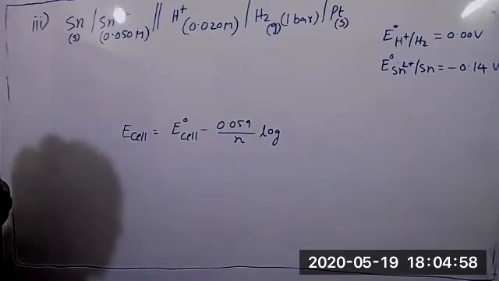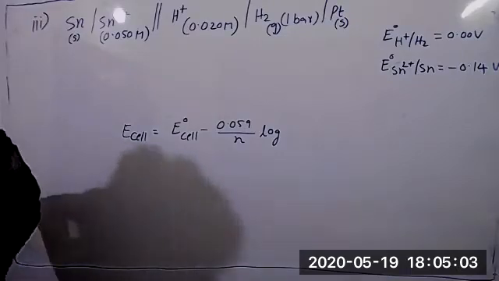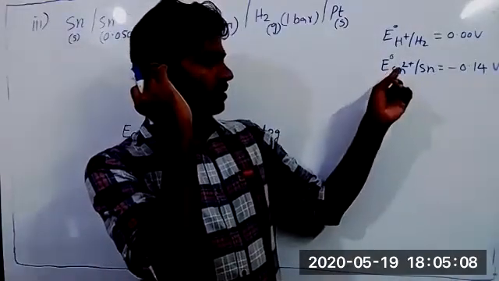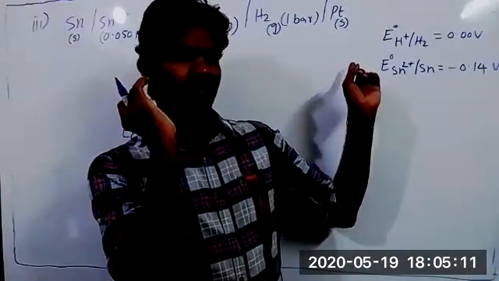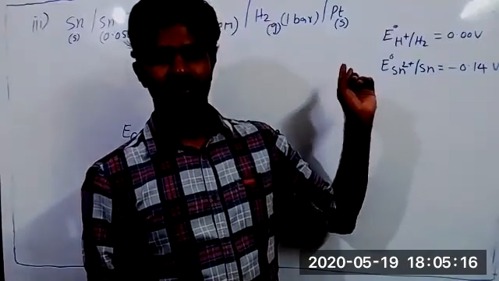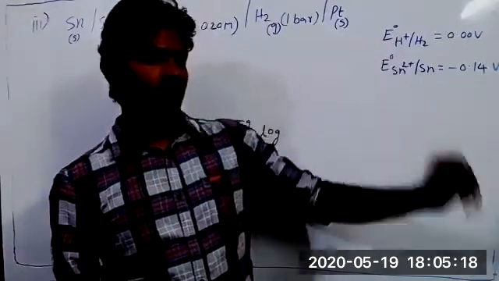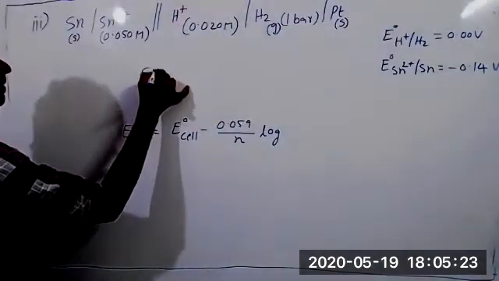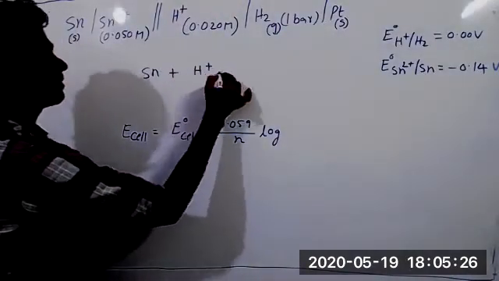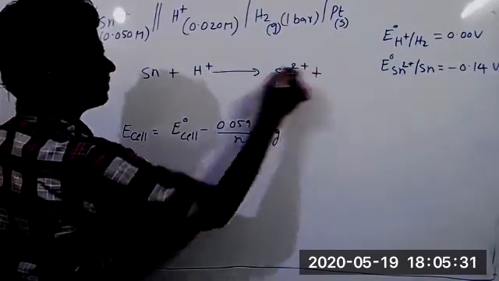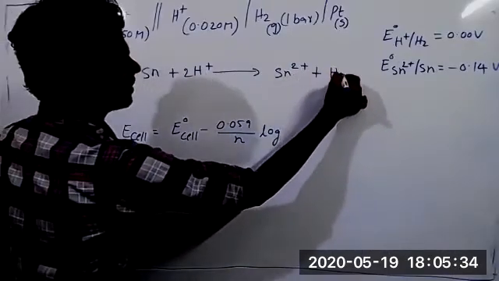So now here what is anode, what is cathode? Prisha? Sir, anode is Sn and cathode is hydrogen. Very good. So anode is Sn. So tin is losing electron. We have to write the equation Sn plus H plus. So tin loses electron, hydrogen gains those electrons, so it becomes Sn2 plus and 2H plus gives hydrogen.